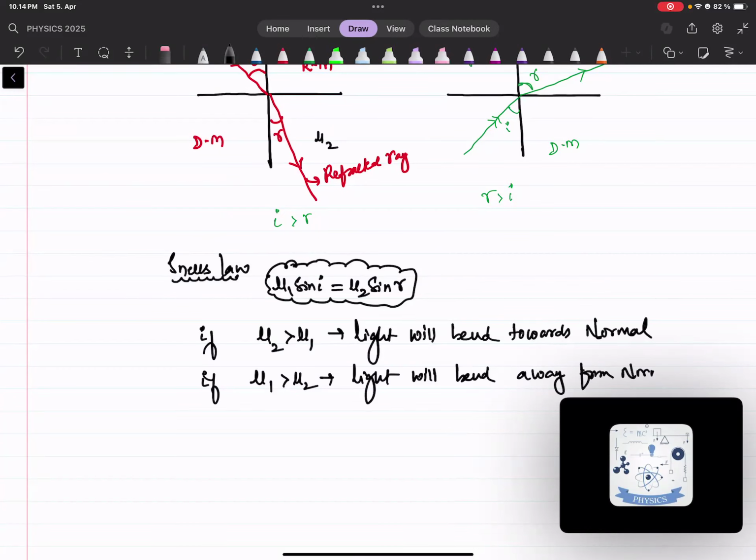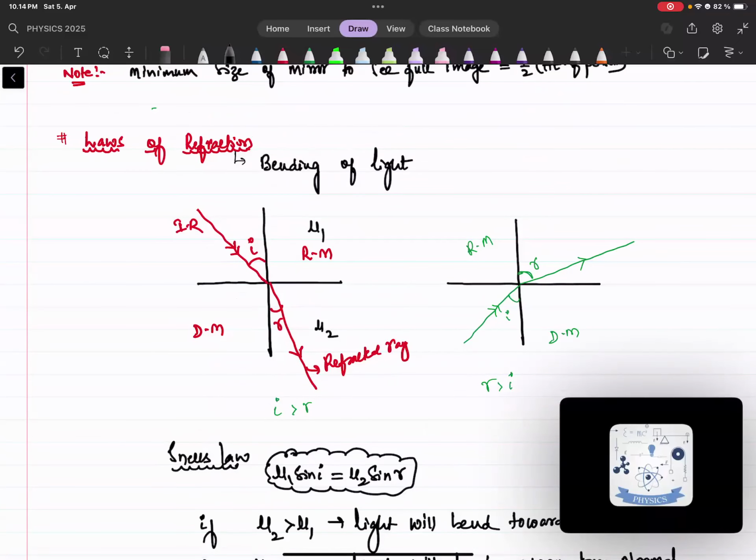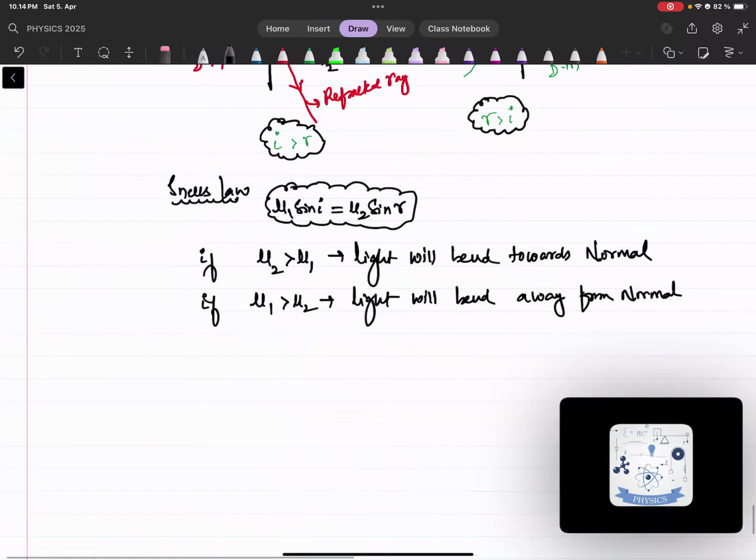It is already drawn here. When your ray is going from rarer to denser, it bends towards the normal. When I'm going from denser medium to rarer medium, it will bend away from the normal. In this condition, the angle of refraction is greater than the angle of incidence. In the first case, the angle of incidence is greater than the angle of refraction. Am I clear, beta?